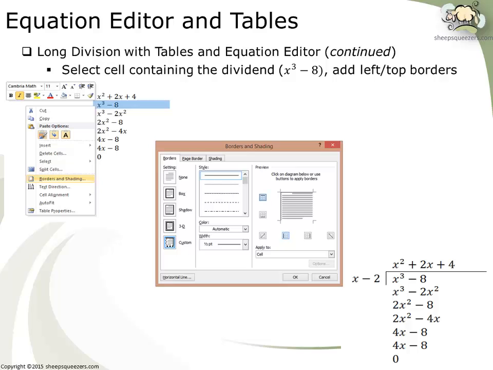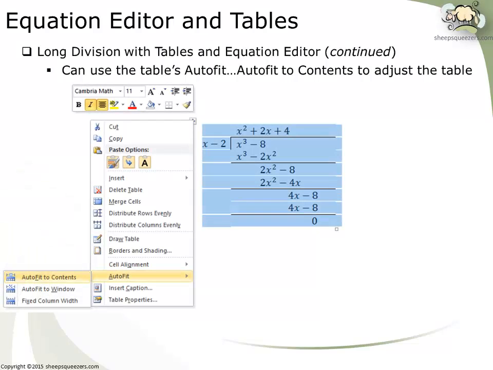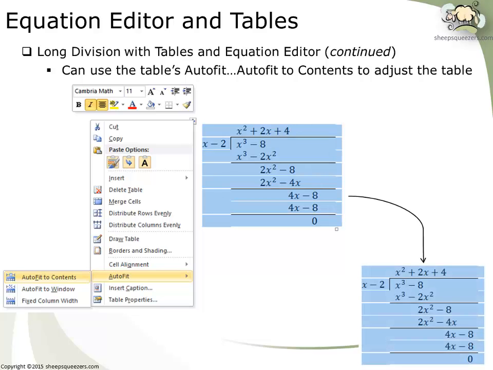You can also, at the end of all this, use the table's autofit to contents option to adjust the table size automatically. So for example, if I highlight the entire table, that is, if I right click on the crosshair, come down to autofit and select autofit to contents, what you'll wind up getting is a very nice auto-fitted equation. That is, those long horizontal lines shrunk up a little bit. So that's a rather respectable looking long division. It's not perfect, but it'll work.